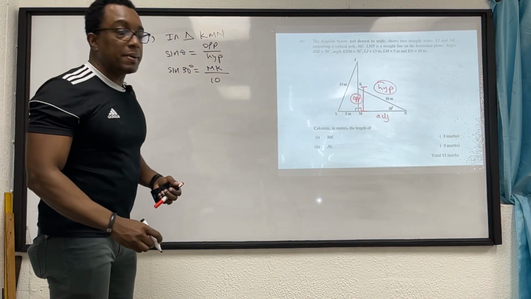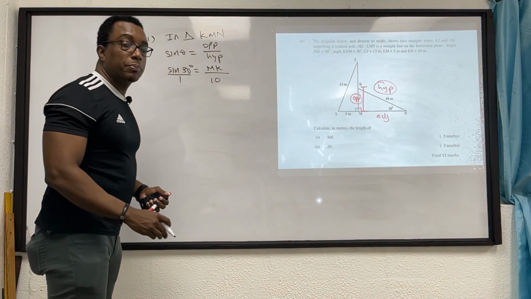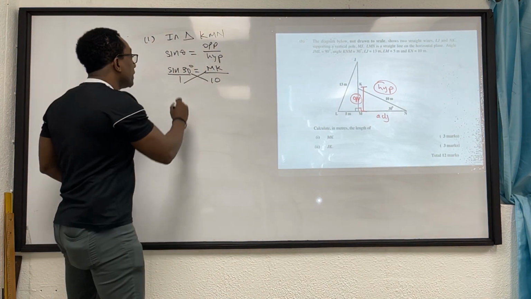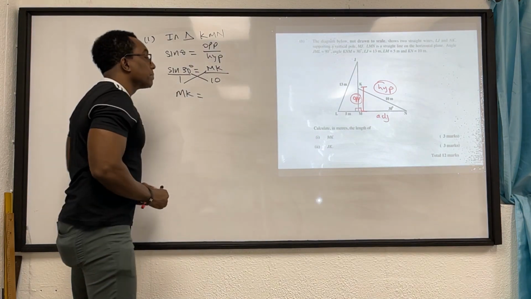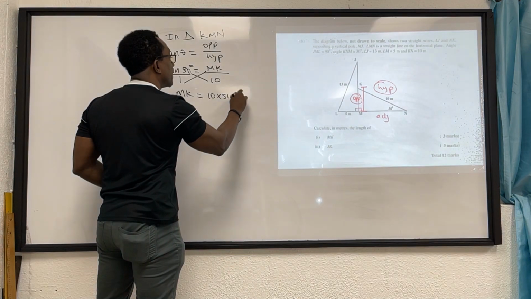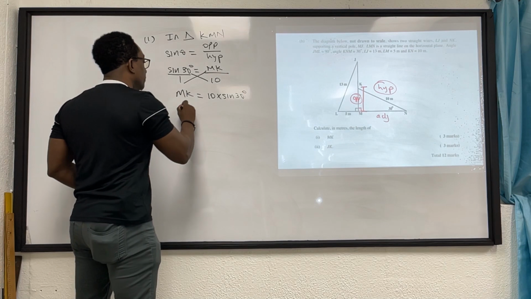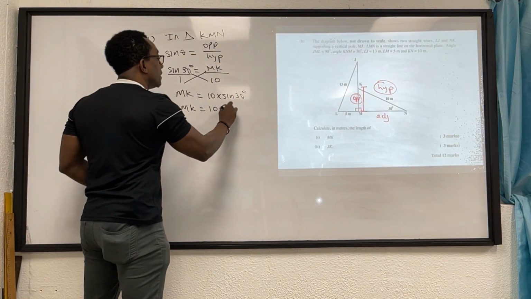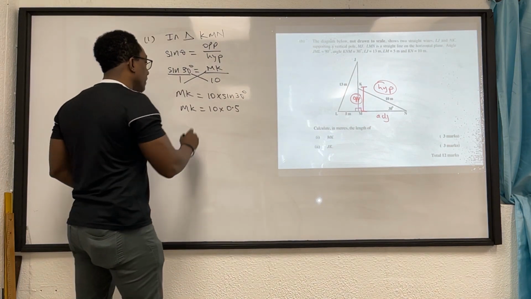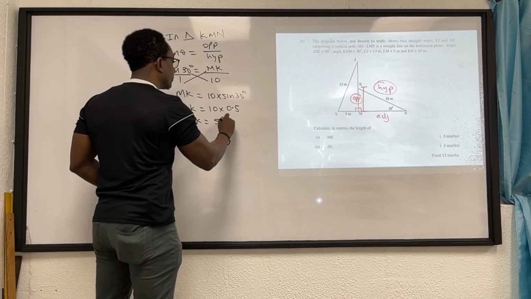First, to get MK by itself, we put sine 30 over 1, and we are going to carry out the whole process of cross multiplication. So we multiply 1 by MK to give us MK, and we're going to multiply 10 by sine 30 to give us 10 multiplied by sine 30 degrees. And sine 30 is equal to a half, so MK is equal to 10 by 0.5, and 10 by 0.5 will give us 5. MK is equal to 5 meters.